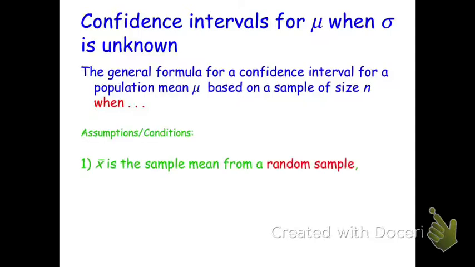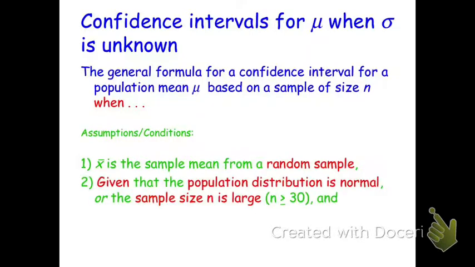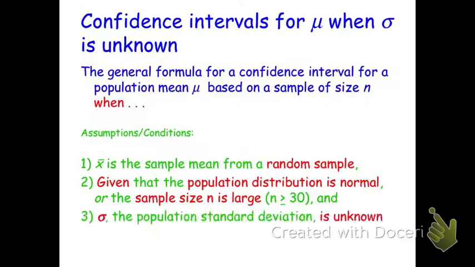The assumptions, or conditions, for a confidence interval. You say that X bar is a sample mean from a random sample. You say that it's normal. And then the third thing that you say is that sigma is unknown. You don't need to write the population standard deviation. You can cross that out. There's no independence anymore. You just say sigma is unknown.